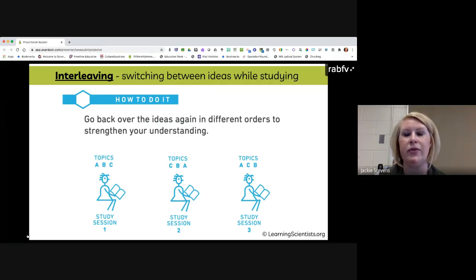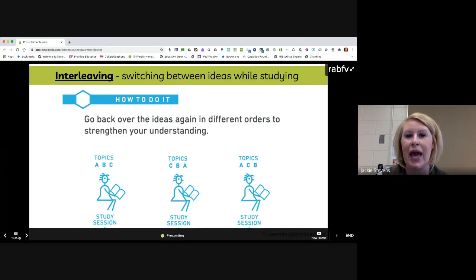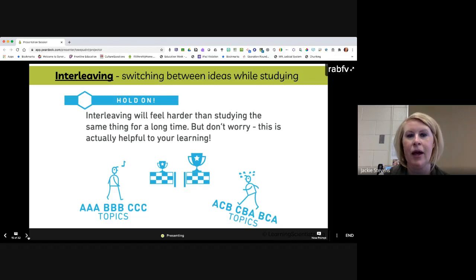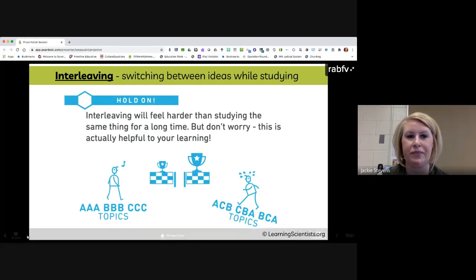The next time you would study, you'd switch the order up. The time after that, you'd switch the order up again. And so just continuously helping your brain switch between the different ideas. Like I said, it will feel a lot harder, but it's actually really helpful. And getting students to understand that can be a little bit tricky.